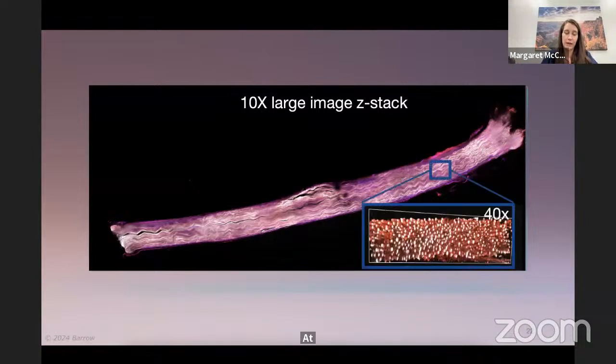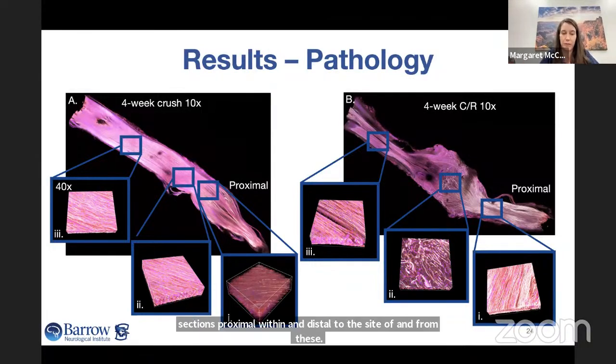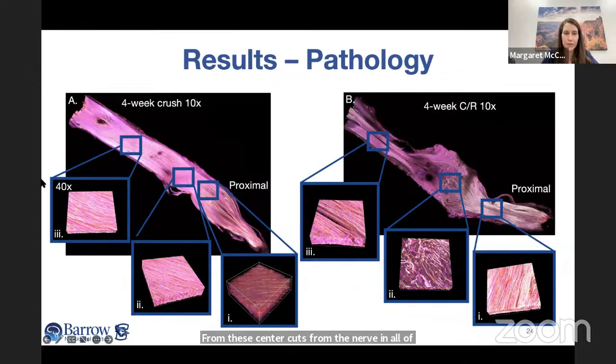And then within that, we can further zero in and take 40x very high resolution scans at the full depth of the samples that we were acquiring. So using this method, what we did is we took 40x sections proximal, within, and distal to the site of lesion from these center cuts from the nerve in all of our cohorts. And this is just a representative crush and a cut repair.